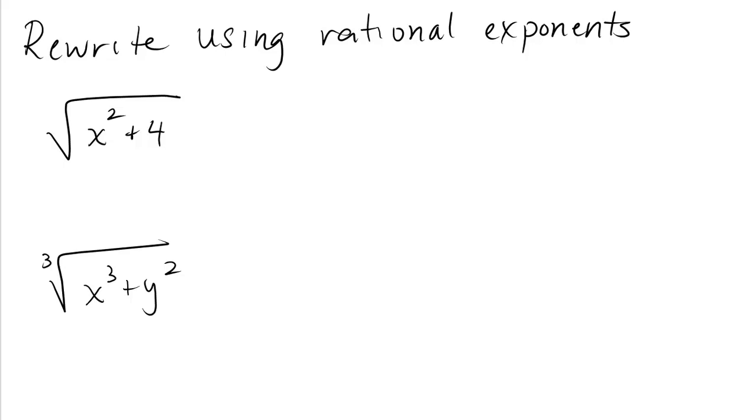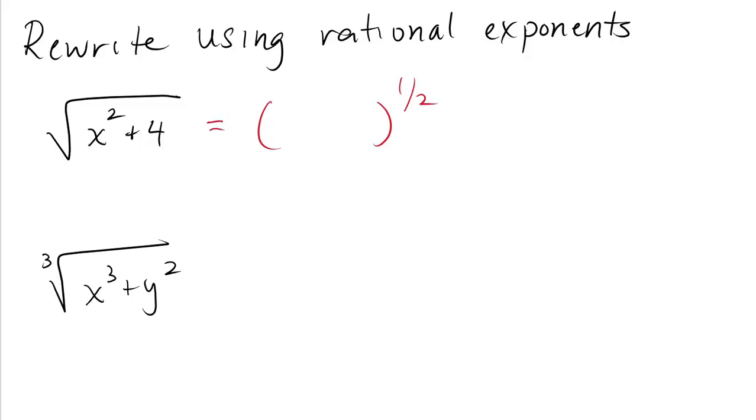We're going to rewrite the principal square root of x squared plus 4 using a rational exponent. What does that mean? Well, I want to rewrite this as an expression that uses an exponent instead of a radical. We've just done an example where we used a 1/2 power as a principal square root. So I know I'm going to raise something to the 1/2 power.